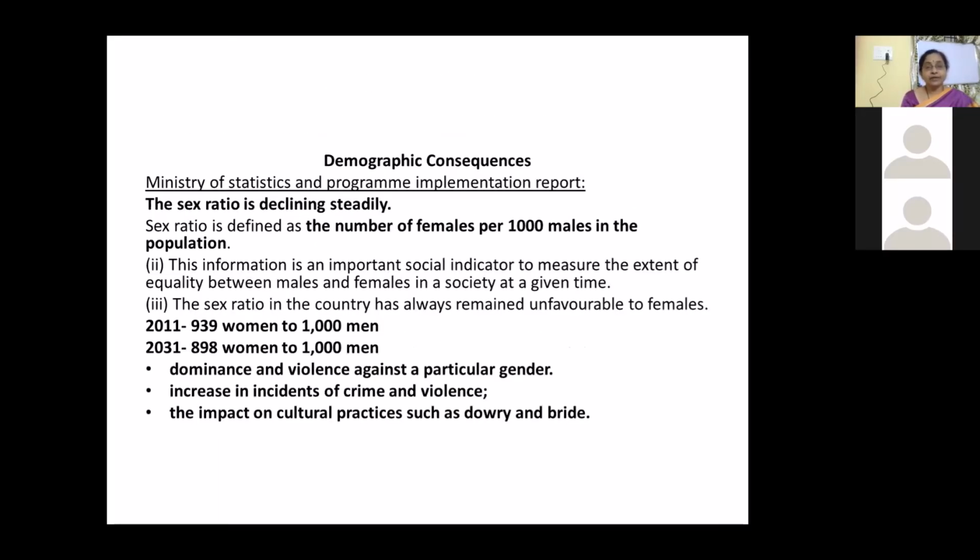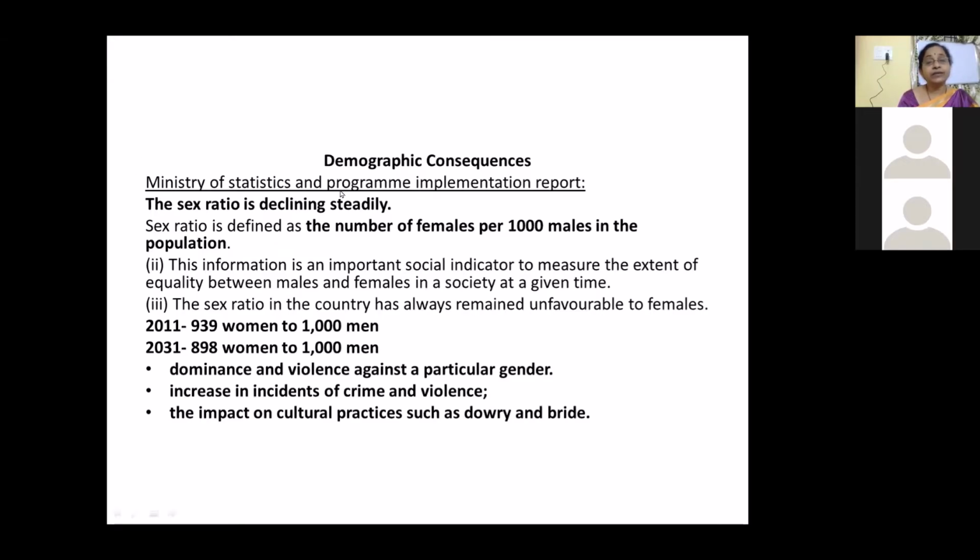Then the consequences. What are the consequences and what is this study? Who carries out this study? The Ministry of Statistics and Program Implementation. This is the organization which really goes about with this kind of demographic study and presents the report to the government. Then the government can take action and suggest solutions to the problems prevalent in the society.